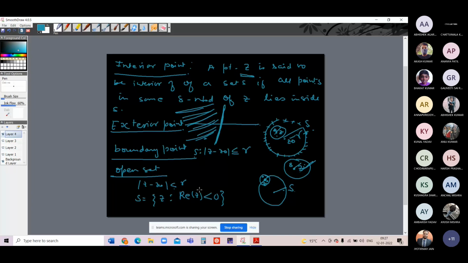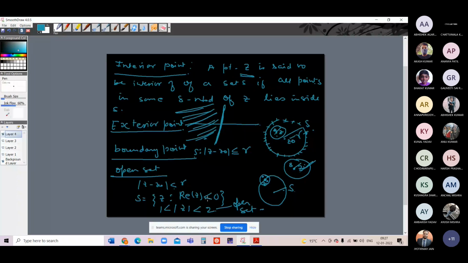Or we can take an annulus. For suppose we are taking here the annulus. This is the annulus about the origin, and the radius lies between, mod of Z is greater than 1 and less than 2. So this annulus is also representing an open set. It is also an example of an open set. So an open set is a set in which every point of this set is an interior point.